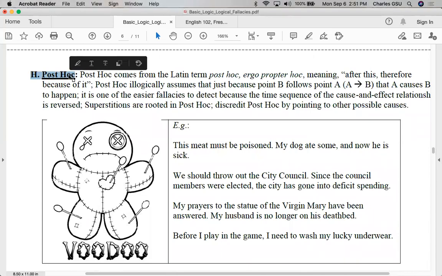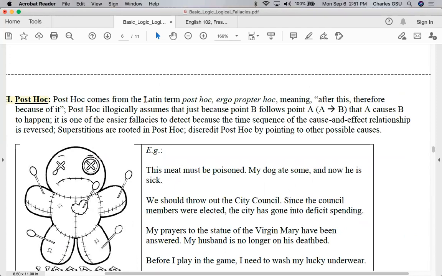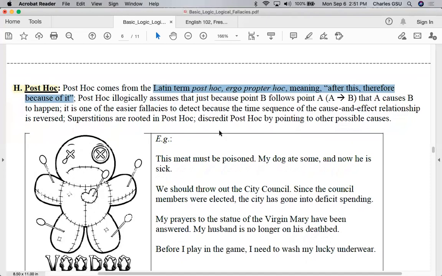Post hoc. Post hoc is a shortened version of the longer Latin term, post hoc ergo propter hoc, meaning after this, therefore because of it. So this is an argument with a cause and effect problem. Again, an argument must be linear, go from point A to point B, but this often shifts the cause and effect, right? That is, the time sequence of cause and effect is reversed.